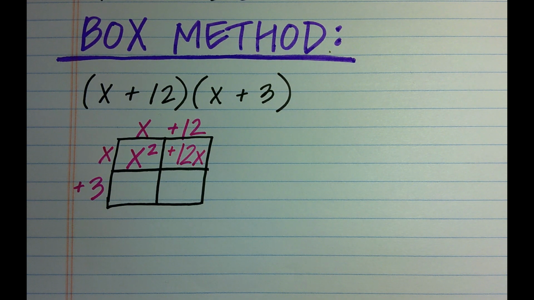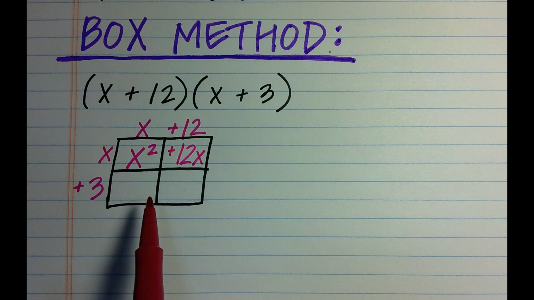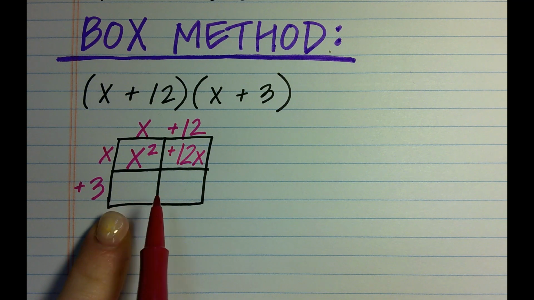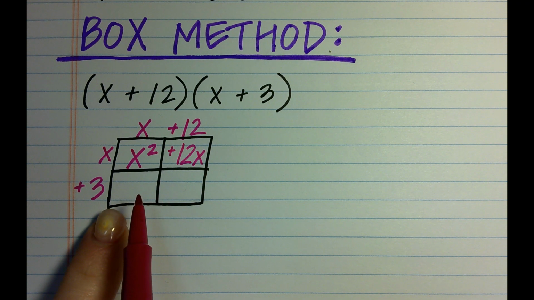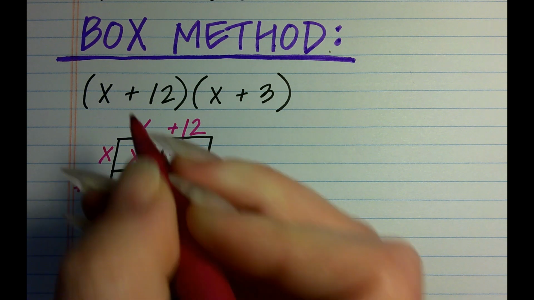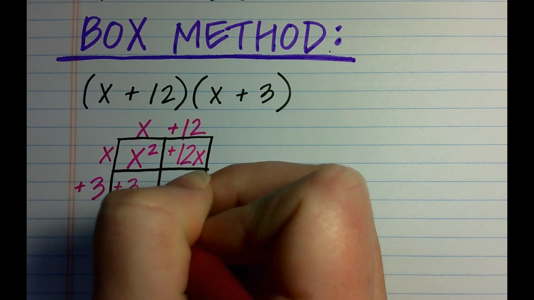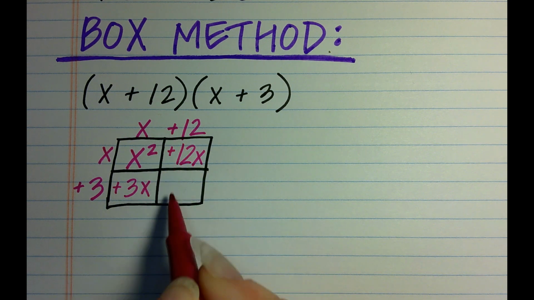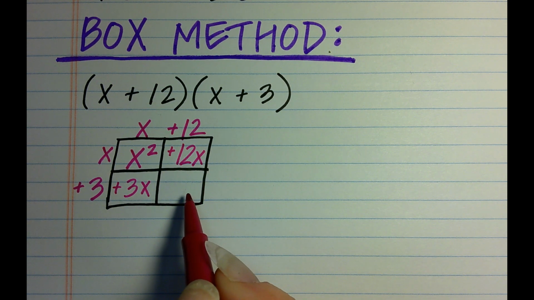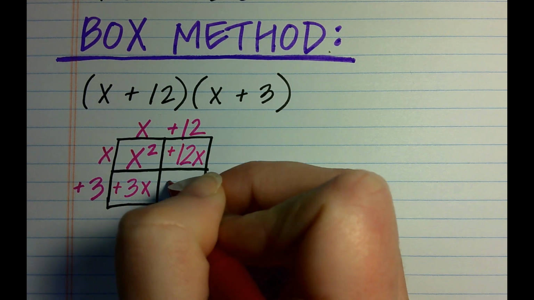You don't have to write plus. If you don't, I'm not going to take points off of you. It's really a preference. So let's go now to this box down here at the bottom left. What two terms do I multiply to get this one? 3 and x. Good. And that gives us 3x. And last but not least, 3 times 12. Perfect. 3 times 12, which is 36.